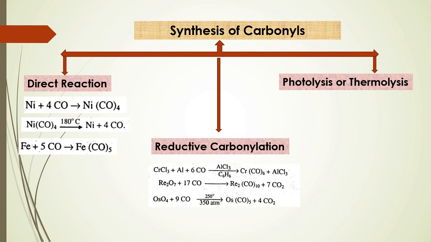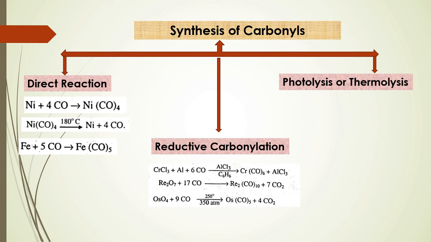Now the second method, the reductive method. In this method, carbon monoxide reacts with a metal halide or metal oxide in the presence of a reducing reagent. Sometimes carbon monoxide plays a dual role. It acts as a reactant as well as a reducing agent. These reactions are often carried out under pressure. In this method, transition metal ions in high oxidation states are generally reduced to zero oxidation state.